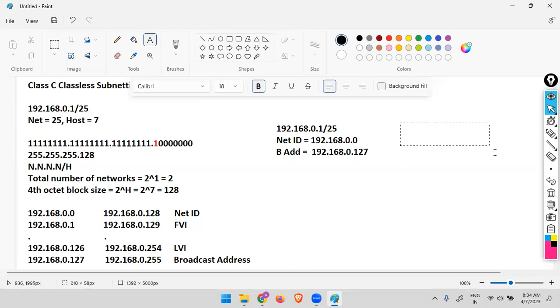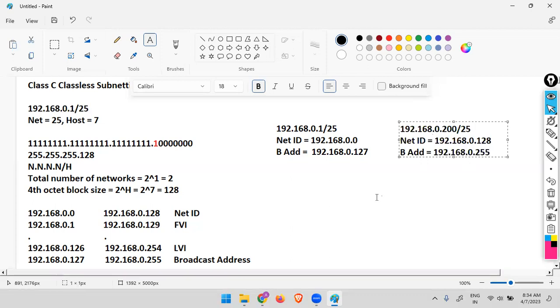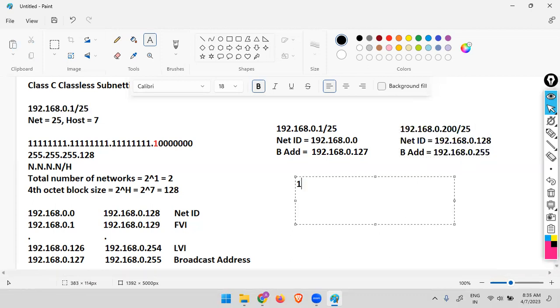If your IP address was, let's say, 192.168.0.200, this IP address is falling in the second range, right? So here your network ID would be 0.128, and your broadcast address would be 0.255. This is clear. What if the IP address is different? What will be the network ID and what will be the broadcast address?